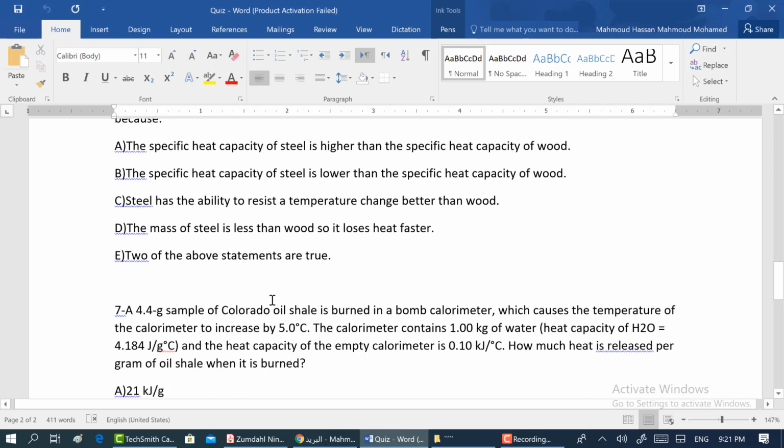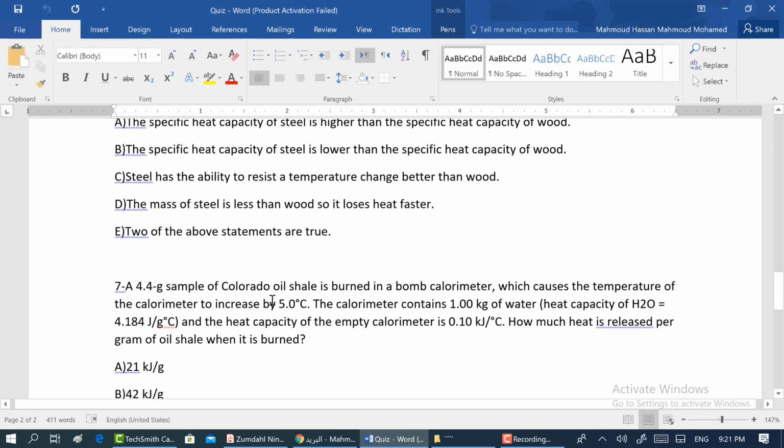A sample of Colorado oil shale burns in the bomb calorimeter, which causes the temperature of the calorimeter to increase by 5.0 degrees Celsius. The calorimeter contains 1 kilogram of water. The specific heat of the water is 4.184 joules per gram degrees Celsius, and the heat capacity of the empty calorimeter is 1 kilojoule. How much heat is released per gram of the oil shale when it is burned?